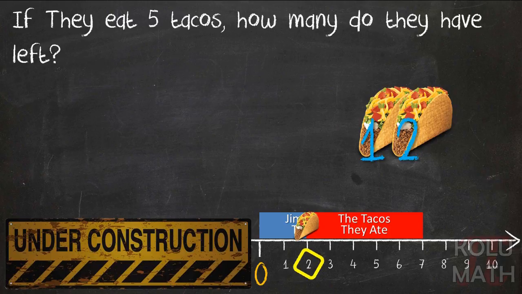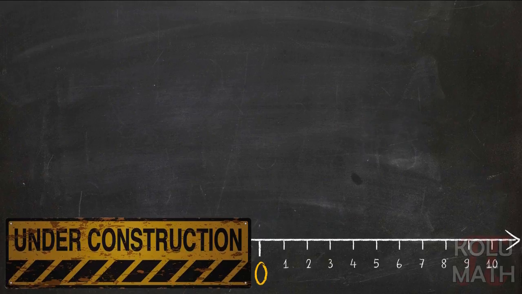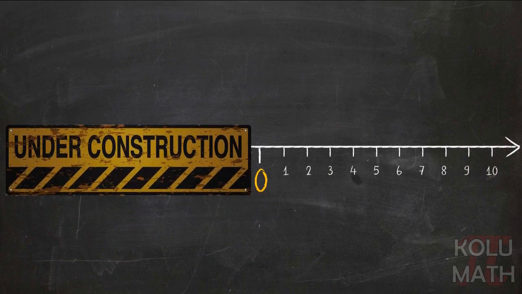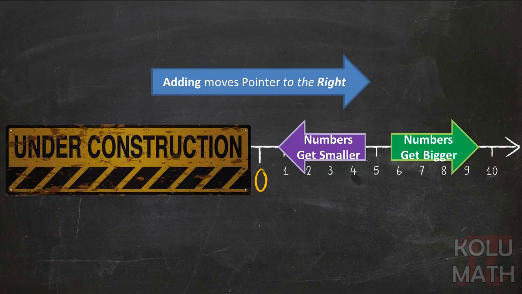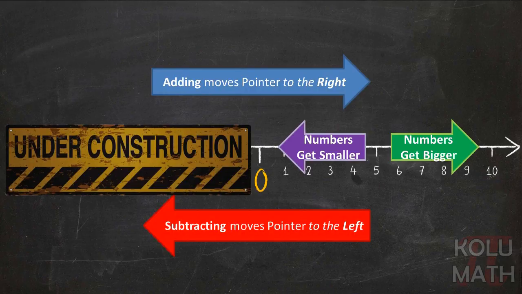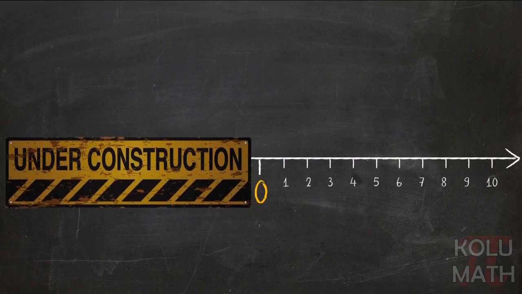Okay. So if we go back to thinking about the rules that we came up with before, we're still pretty darn certain that as you go to the right, numbers get bigger. As you go to the left, numbers get smaller. It also seems like if we add numbers, the pointer moves to the right. And if we subtract numbers, the pointer moves to the left. Huh. Well, let's keep looking and see how things turn out.